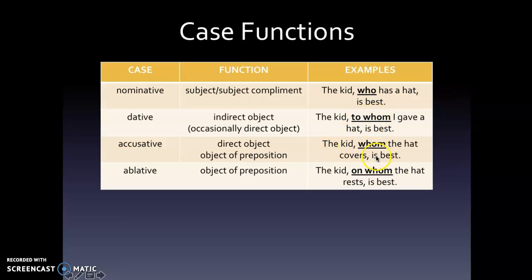All right, the kid is best is still our main clause. The kid whom the hat covers is best. So here the hat is the subject. Covers is the verb. Whom is the direct object, because it's what's being covered by the hat. All right, last example, the kid is best is still our main clause here. On whom the hat rests is our relative clause. On whom is a prep phrase, and in Latin that will be in the ablative.